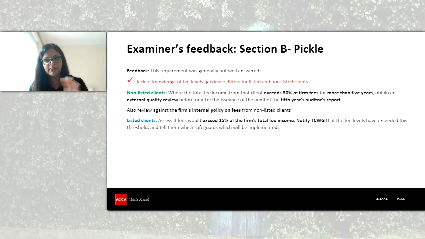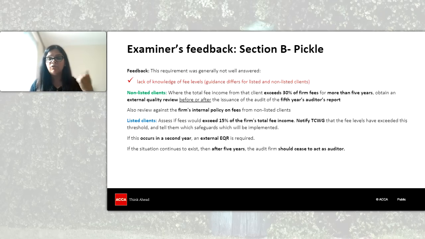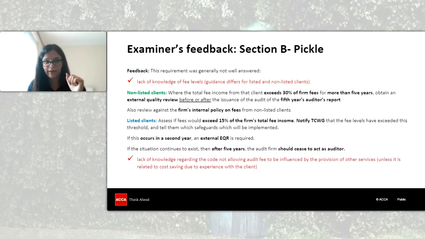For listed clients, you were all okay with this. For 2 consecutive years, if the fee is more than 15%, then you need to get a quality control review done. And if this continues for 5 years, then you have to stop being an auditor. Those who had that knowledge were able to get all the available marks. Those who hadn't learned these guidelines ultimately struggled in getting the marks. You can keep this for future reference as well.